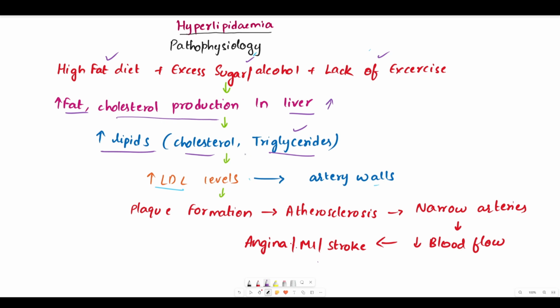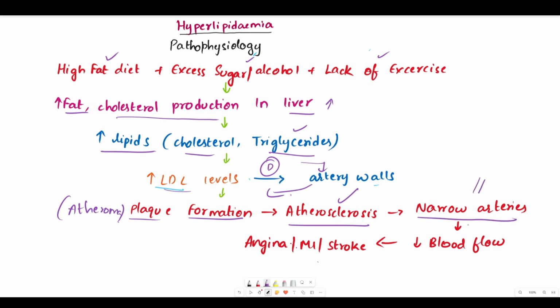When the bad cholesterol increases, especially the LDL levels, it starts depositing on the artery walls. When this LDL cholesterol is deposited on the artery walls, it leads to plaque formation. Plaque means simply the formation of atheroma. When the atheroma is formed, it leads to atherosclerosis. What happens in atherosclerosis? There will be narrowing of the arteries. When the arteries get narrowed, the blood can't flow properly, so the blood flow gets reduced. That further leads to conditions like angina, MI and stroke.